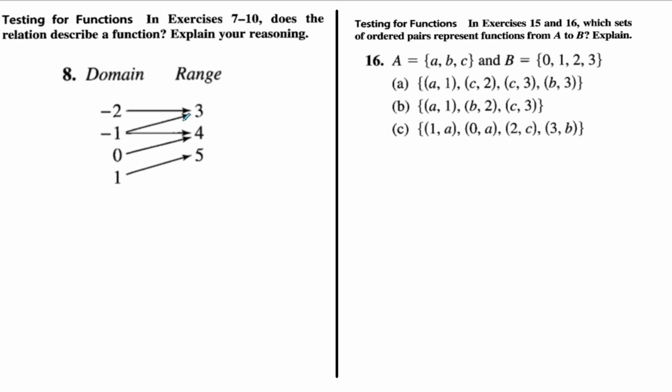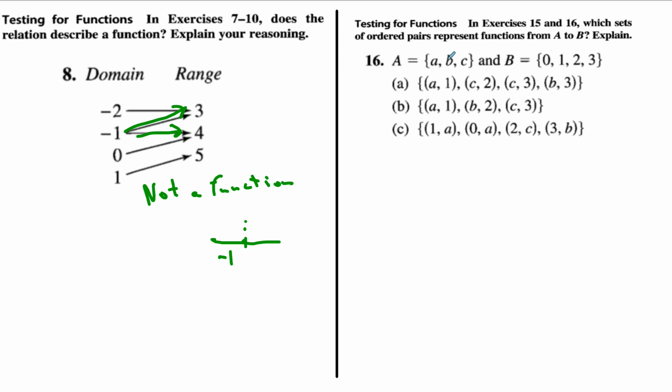So from -2 to 3 is fine. For -1 to 3 is fine. But the fact that -1 goes to both 3 and 4 makes this not a function. If you were to graph this out, at x value -1, there would be not 1, but 2 y values, which would fail the vertical line test. Okay.